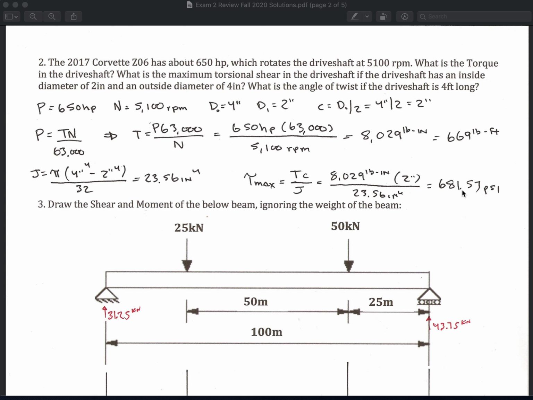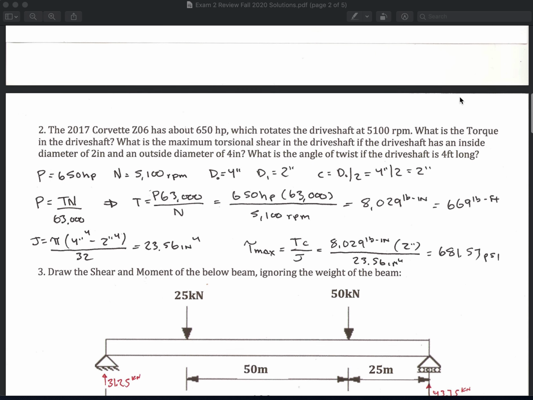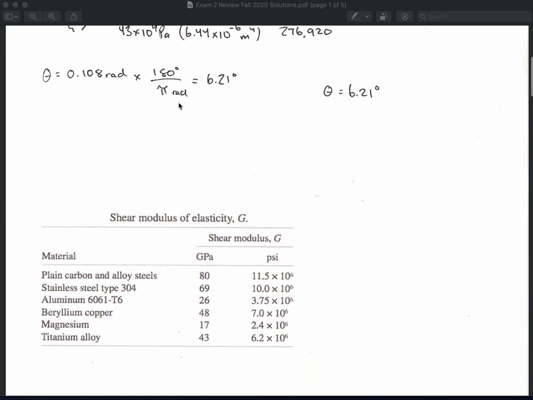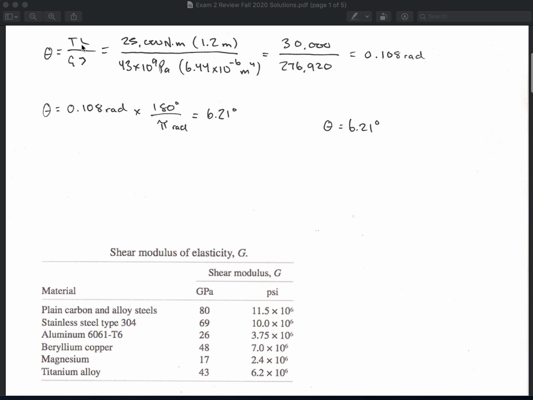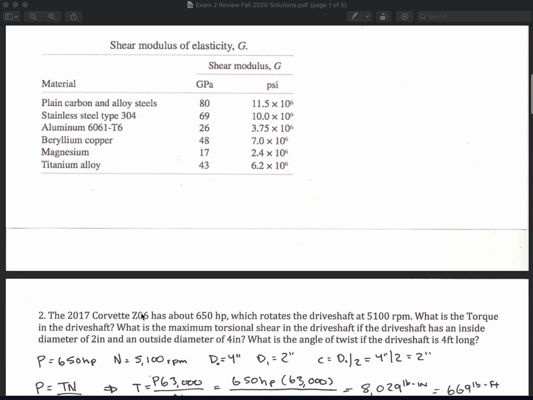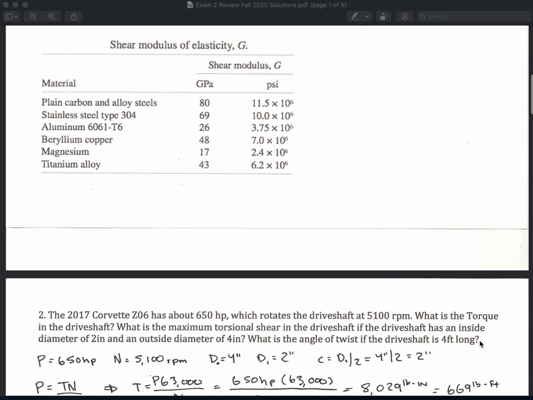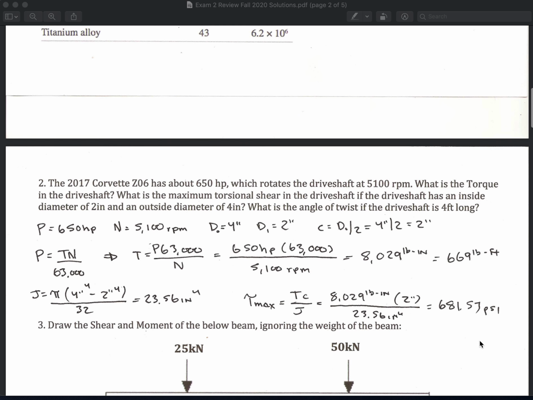Okay, and so on the solutions I ran out of space to determine what the angle of twist is, but it's the same problem as this, theta equals TL over GJ. You also need to maintain use the specific G that's provided depending on the material, which I believe actually wasn't given in this problem, so we won't worry about calculating that.